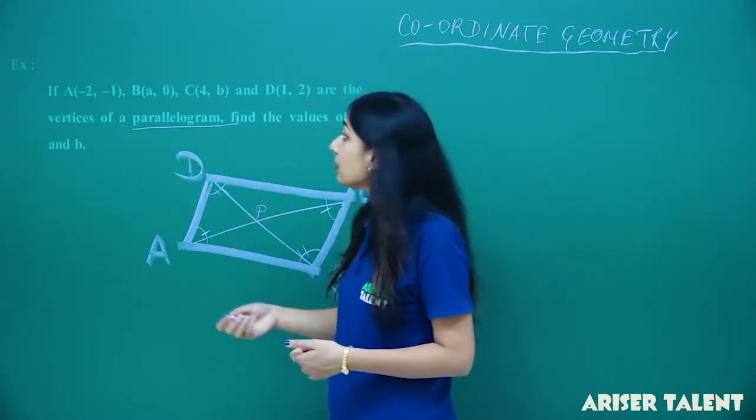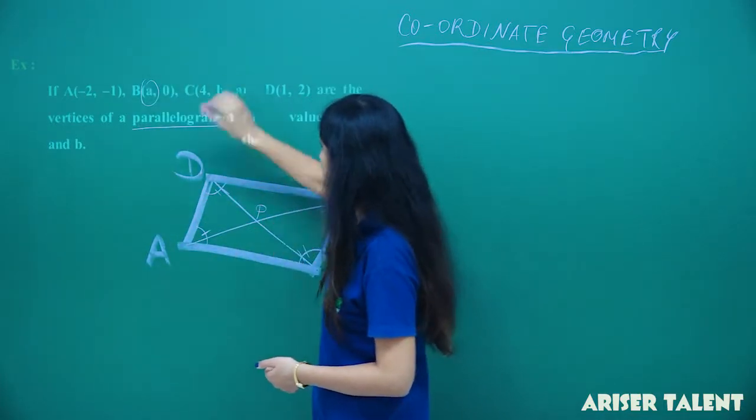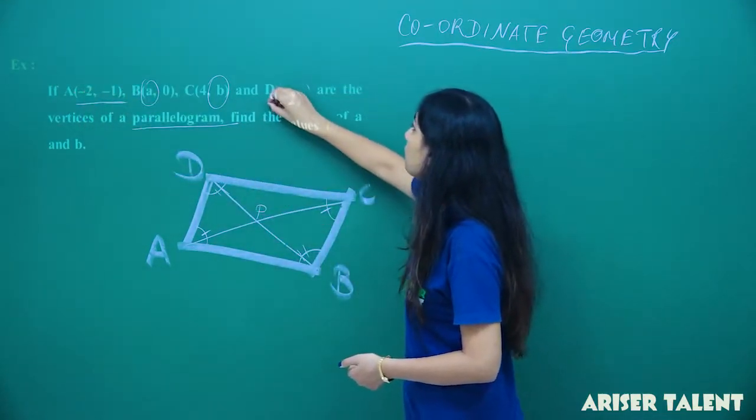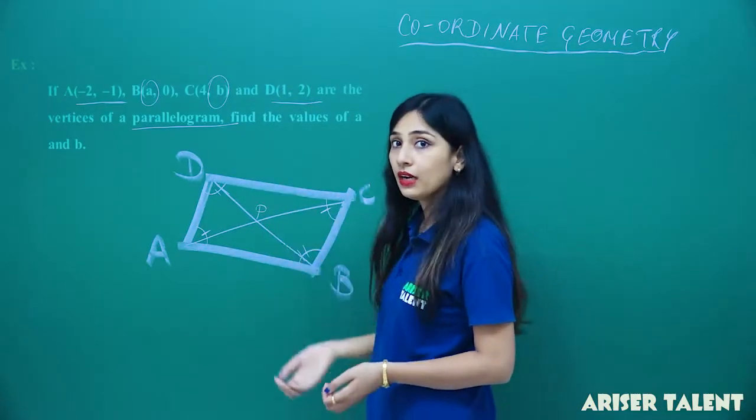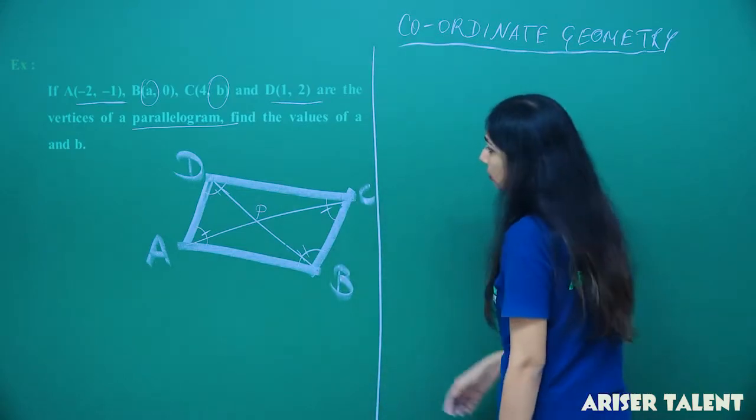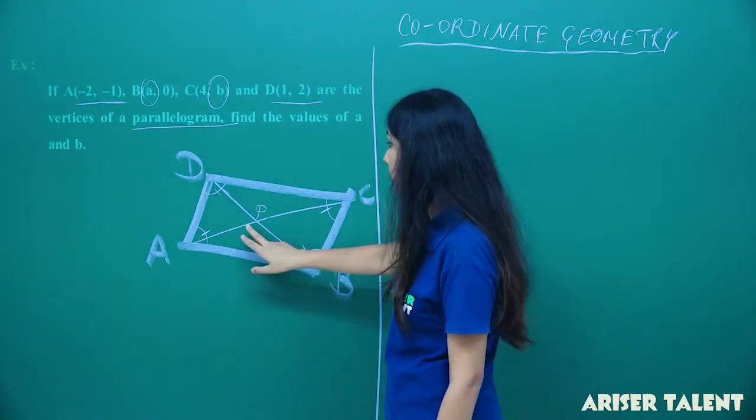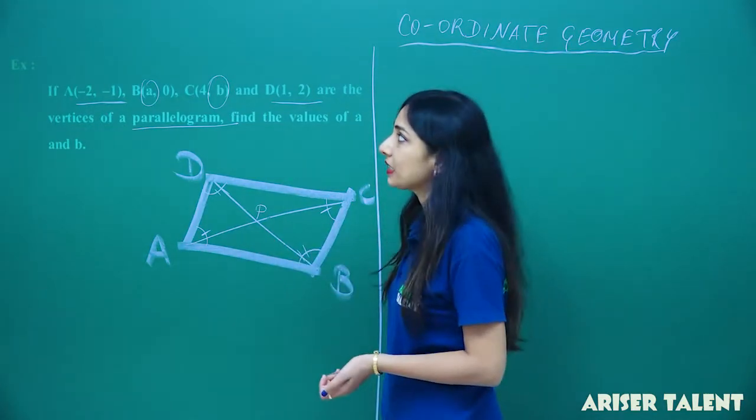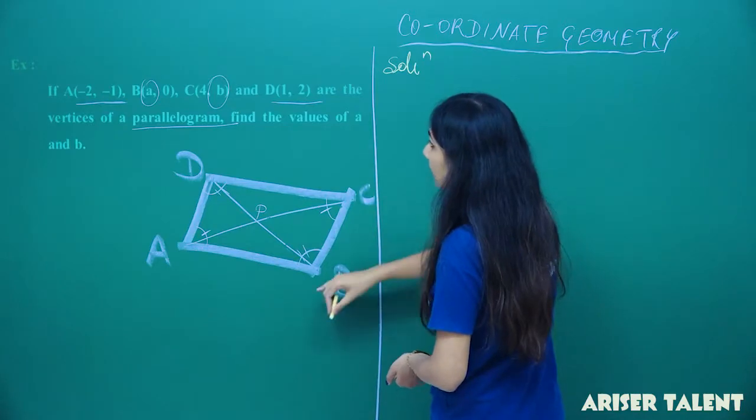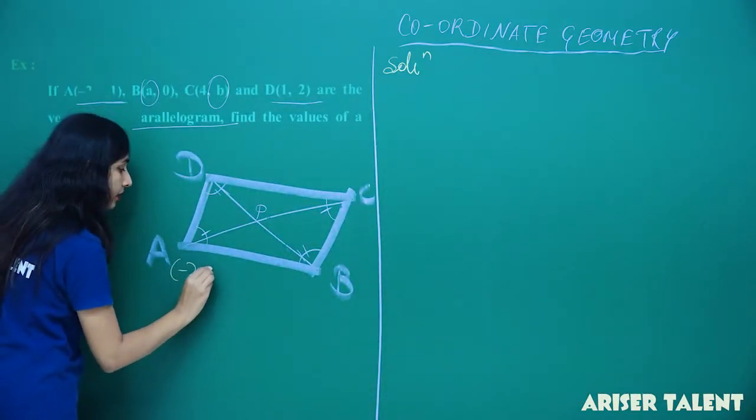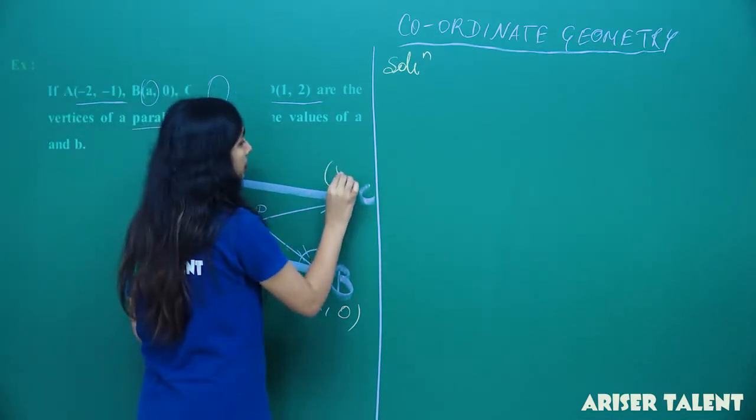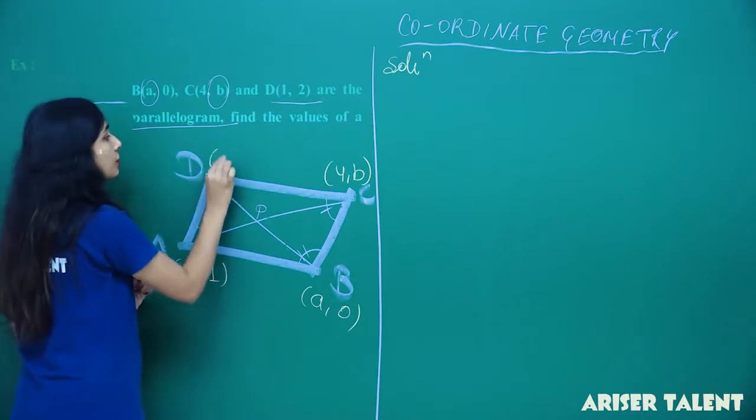What our concern is that we have this a and this b here, and we need to find them. We have the points A(-2, -1) and D(1, 2). So now we have to solve our question. Let's suppose this intersection point P has coordinates x, y. So the solution here: A is (-2, -1), B is (a, 0), C is (4, b) and D is (1, 2).